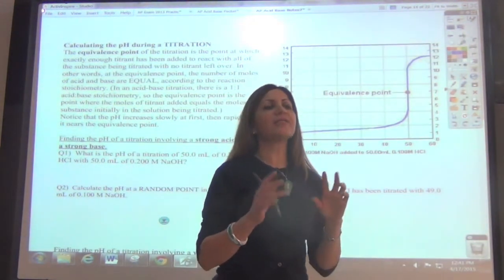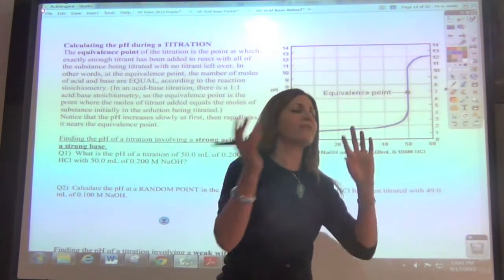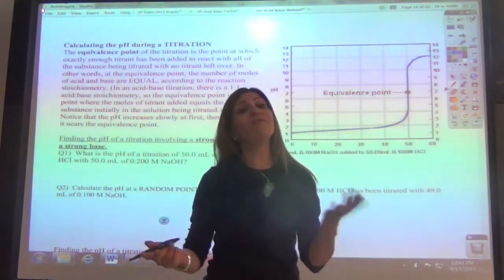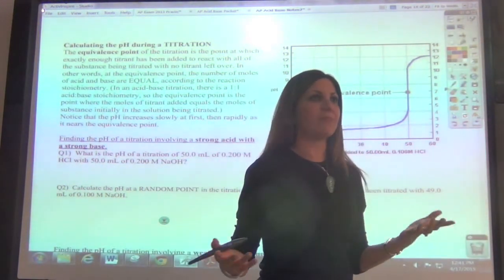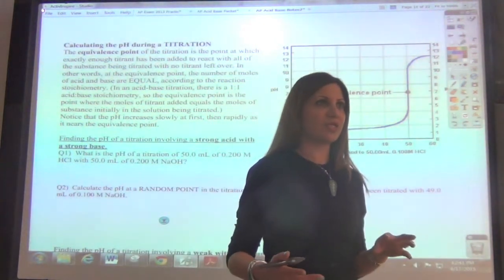And so you use this MAVA equals MBVB equation to figure out either the molarity of the acid or the molarity of the base, depending, or maybe you want to know what volume it takes to reach the equivalence point. That's what MAVA equals MBVB basically does for us. But it really doesn't tell us what the pH of the solution is, okay?